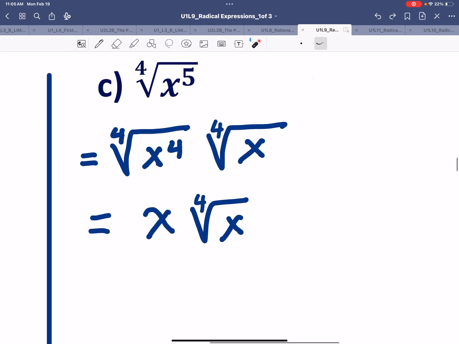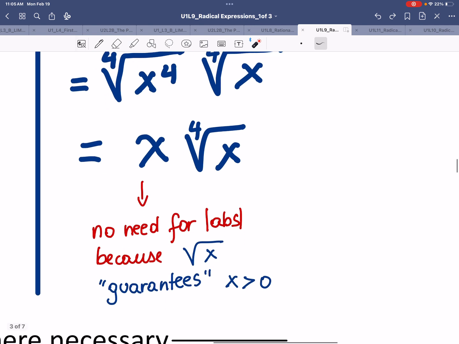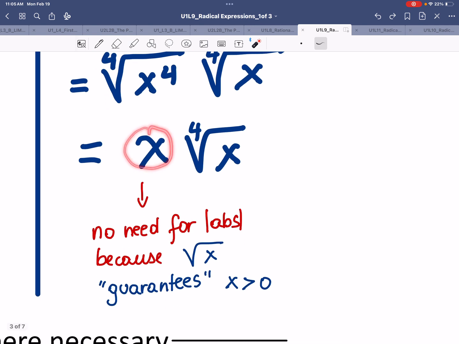So why is that? The reason why is because in the rest of the radical expression in here, we have the fourth root of x. And the fourth root of x won't exist if x is less than 0. So we can look at it this way. So this x that is inside the fourth root will guarantee in a way that the x that we take out in here is positive, because otherwise this wouldn't exist.